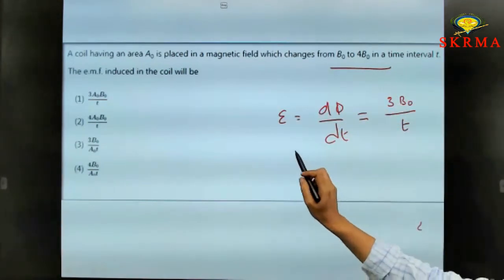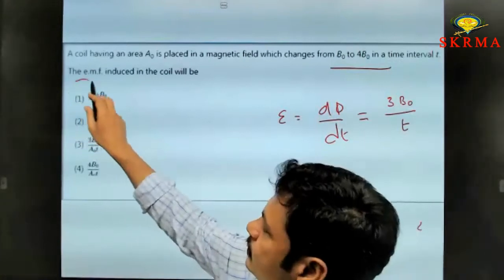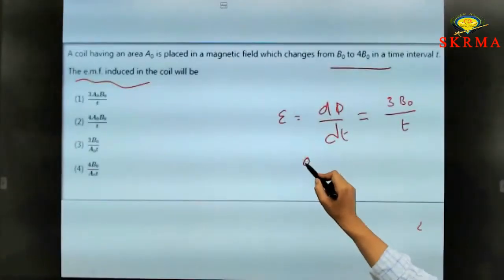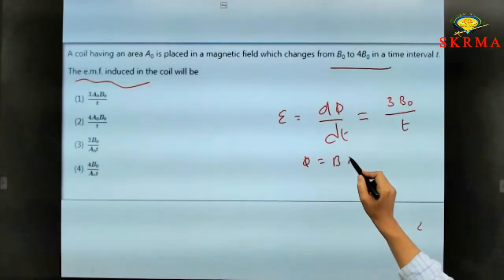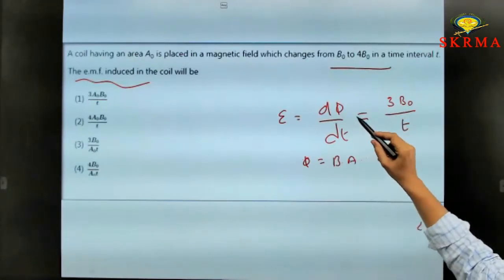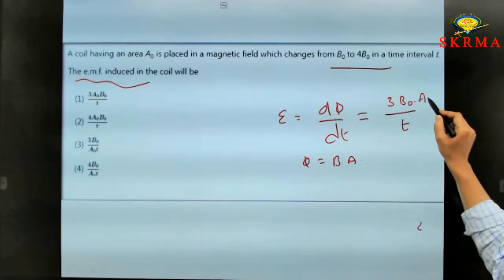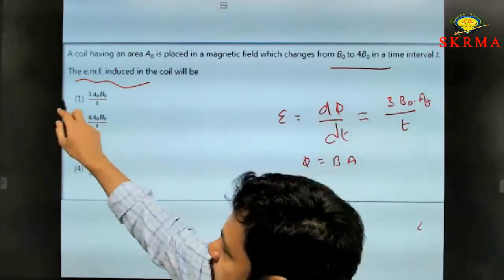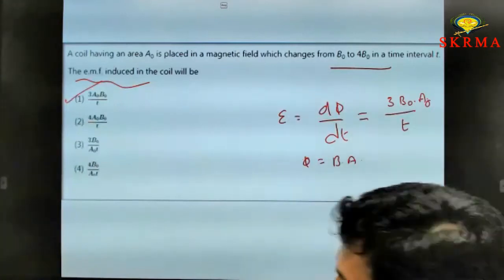Induced EMF in the coil. Flux phi is equal to B dot A. The correct option is also simple.